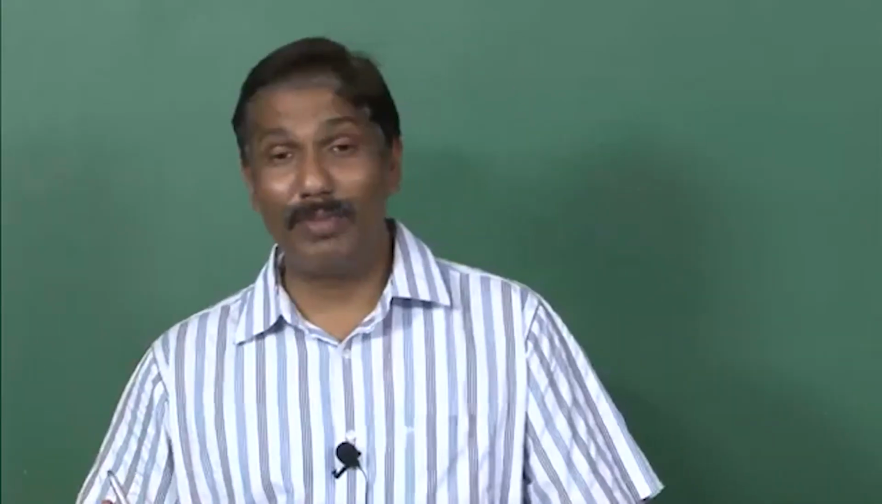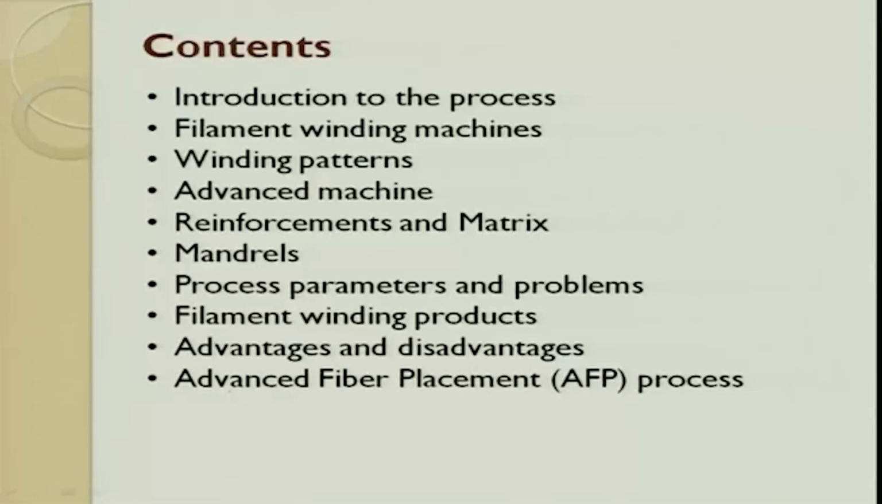Filament winding process is predominantly for cylindrical surfaces and axisymmetric parts. So, in the content, we will look into the introduction of the process, then we will look into filament winding machines. Today we have a lot of filament winding machines available for doing various geometries. Then winding patterns, then we will see advanced machines which are available today. Then how the matrix gets reinforced? Then how do you make a mandrel? It is quite challenging to make a mandrel for this. Then process parameters, some of the problems associated with it, and then finally we will see the advantages and disadvantages of filament winding process.